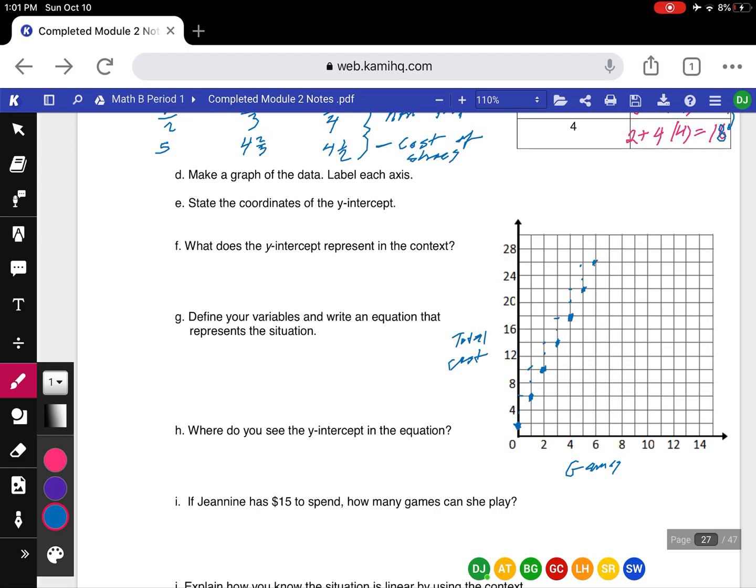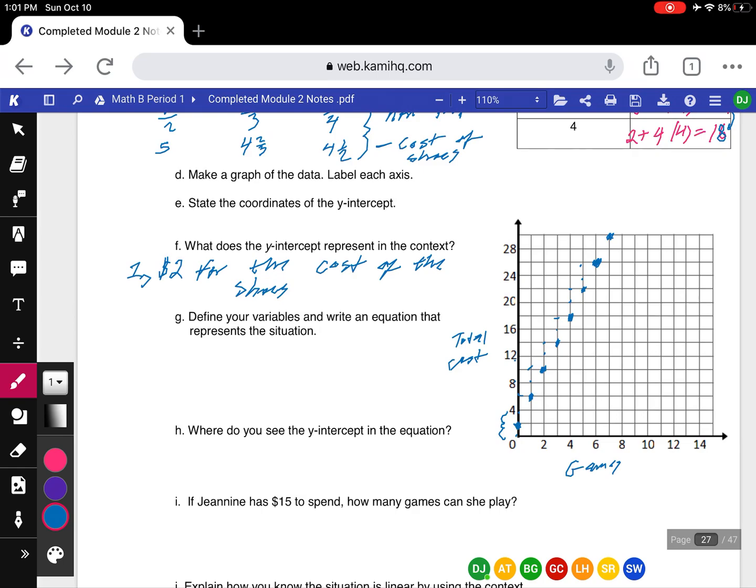Now, if people are wondering, how come you're going up only 2 and over 1 and saying up 4 over 1? The reason why is because each one of those blocks is worth 2. So 2, 4, 6, 8, 10, 12, and so on. Okay, what is the y-intercept? The y-intercept is 2, and that represents the $2 for the cost of the shoes.